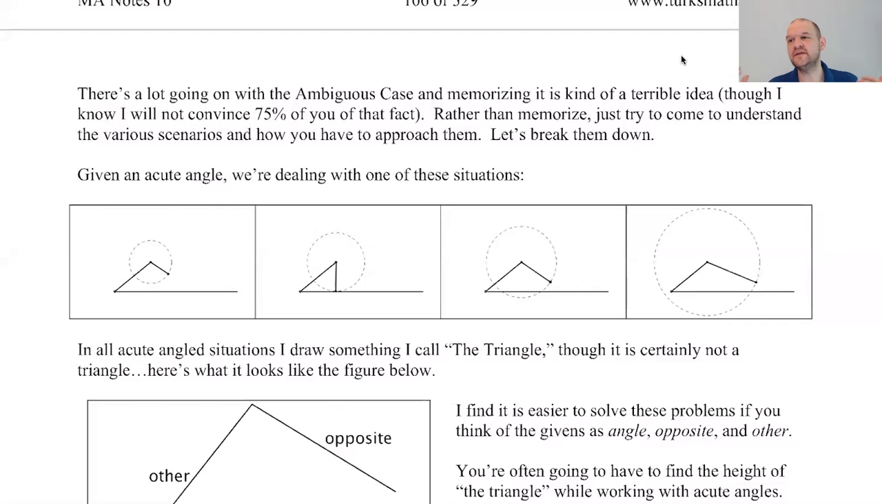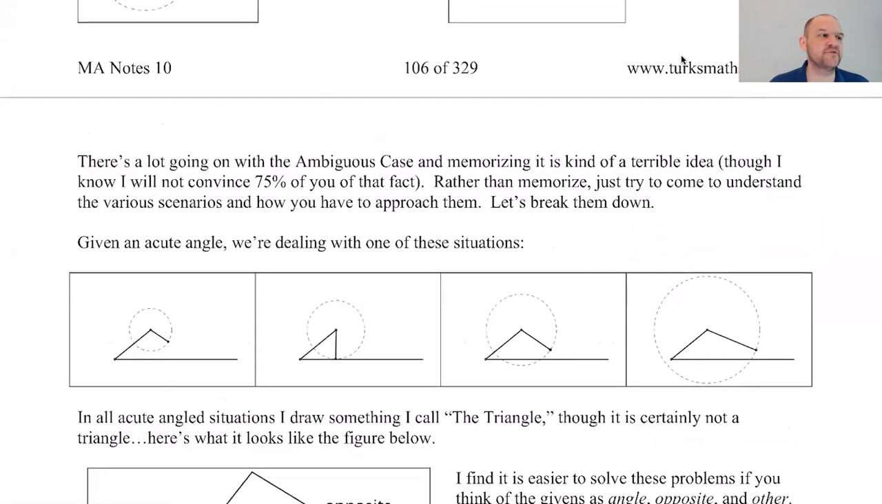All right, we're back. We're on page 107 of Notes 10 of Math Analysis. We are solving oblique triangles. We're using the law of sines, and right now we're talking about the ambiguous case. I swear this is definitely true: there's a ton going on with the ambiguous case. It is better to understand it than it is to try to memorize all these different scenarios.